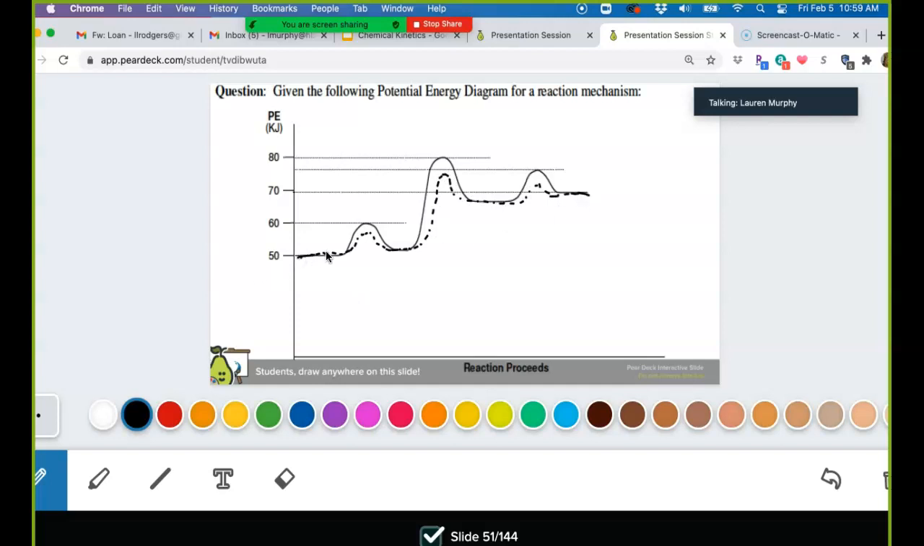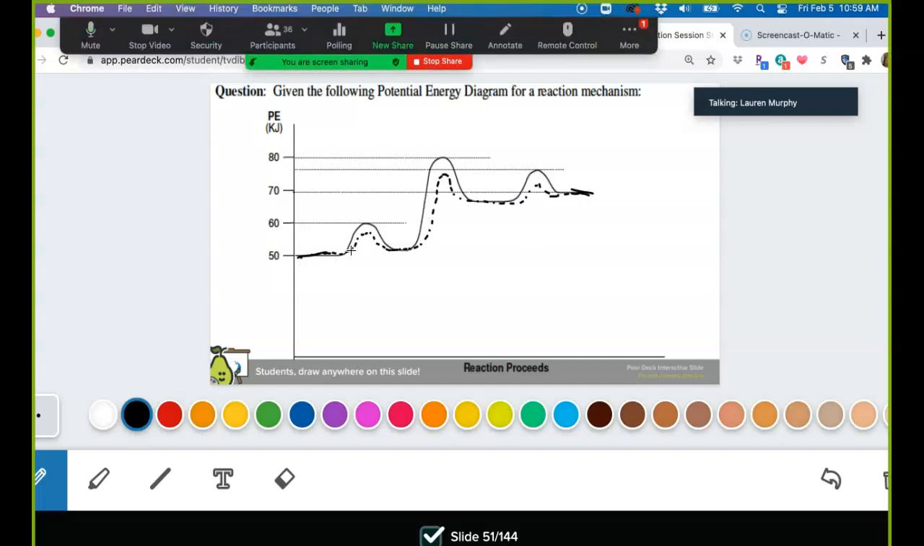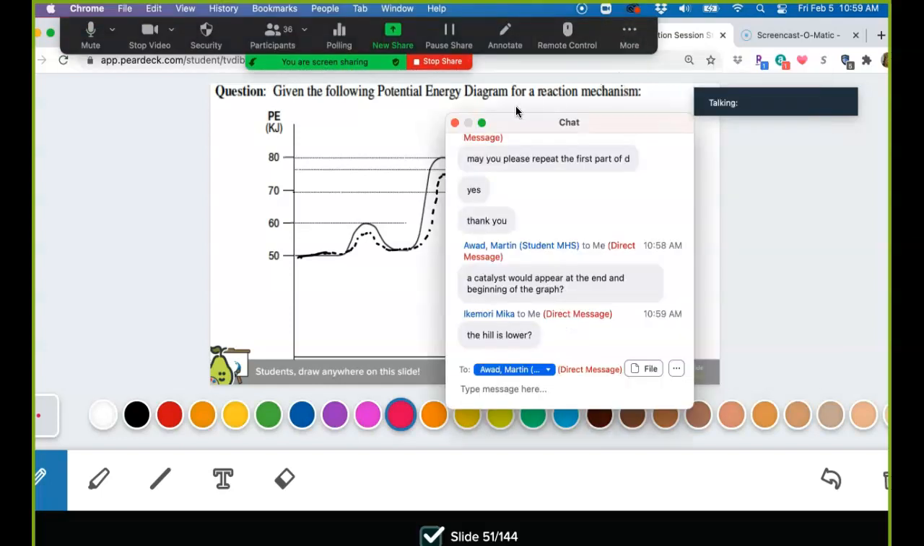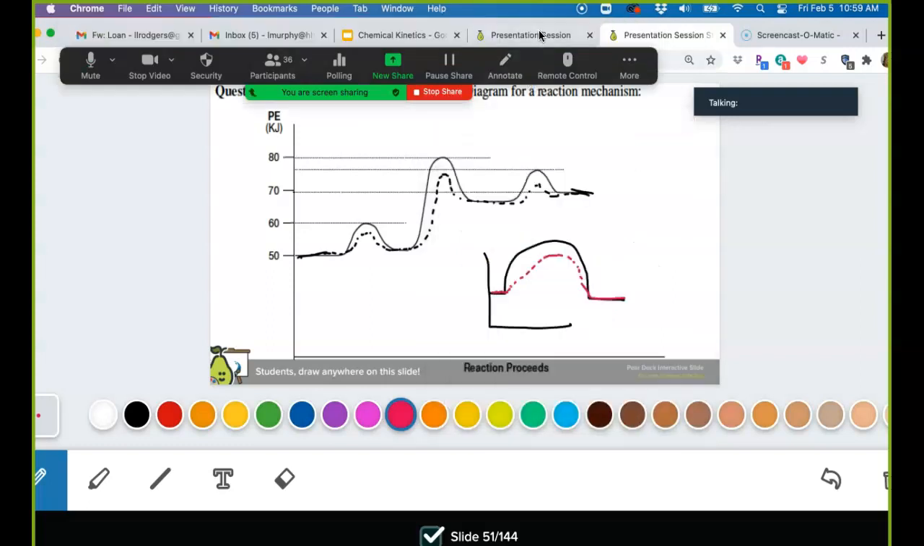A catalyst will not change your starting or ending point, ever. However, it will lower your activation energy, so you would see shorter hills, okay? So let's just do a single step. It looks like this, right? The presence of a catalyst would have the same starting spot, but an easier hill to climb. Same ending spot. Remember, by definition, catalysts lower activation energy. Okay.